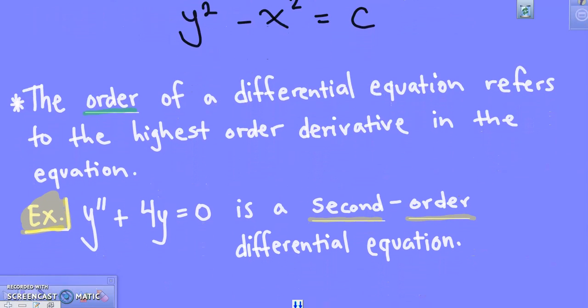Okay, moving on to another note. The order of a differential equation refers to the highest order derivative in the equation. So, for example, we have y double prime plus 4y equals 0. This is a second order differential equation. Okay, we look at the highest order. So, because it's a double prime, it's second order.